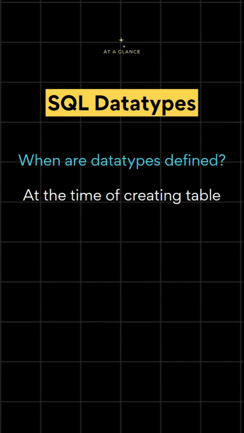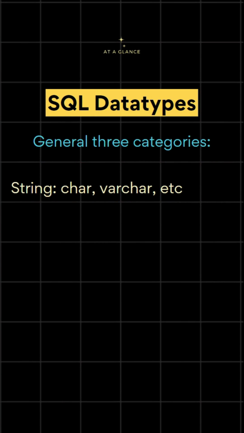Now, in general terms, data types are categorized into three categories. First is string. A string category may have character data type, variable character data type, etc. Now, what exactly are the character and varchar data types? We will look into this in detail in the next video.